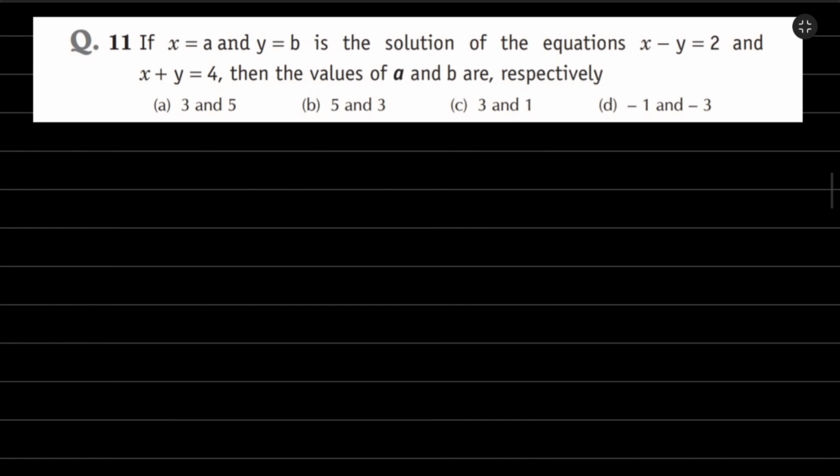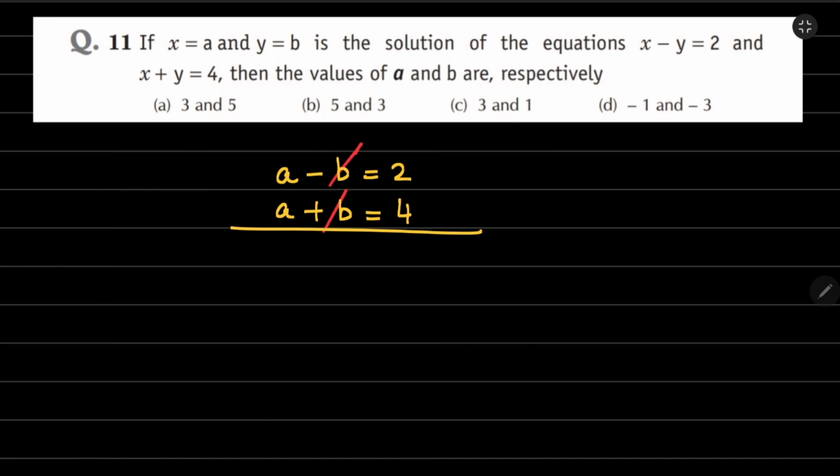You are given that x equal to a and y equal to b is the solution of the equations x minus y equal to 2 and x plus y equal to 4. So let's plug in x equal to a and y equal to b: a minus b equal to 2 and a plus b equal to 4. Find the values of a and b. Just add them. Minus b plus b would get cancelled. 2a equal to 4 plus 2, which is 6, so a equal to 3.